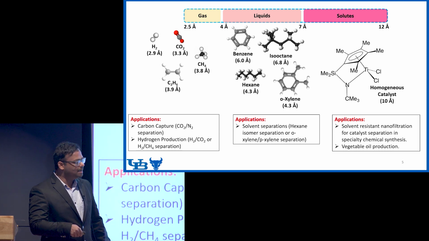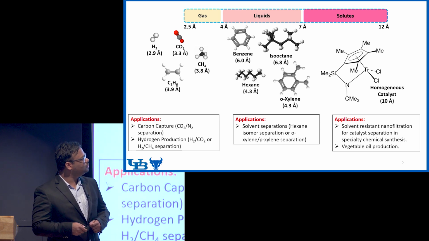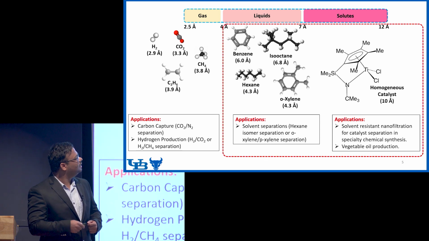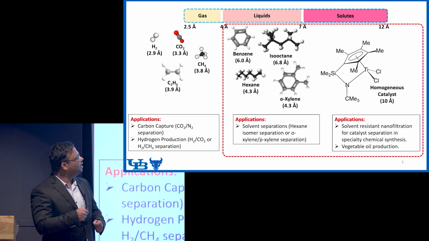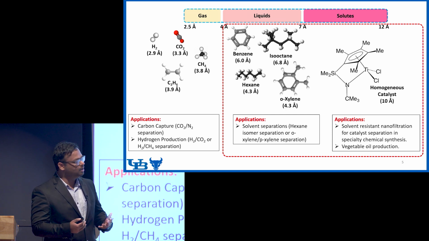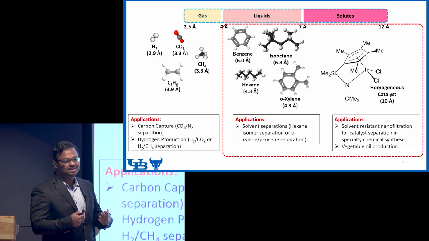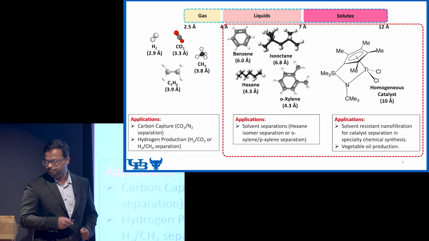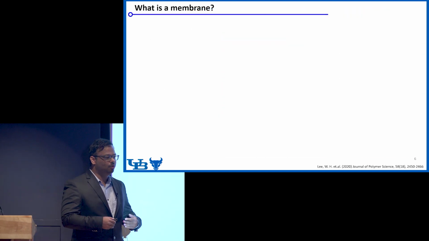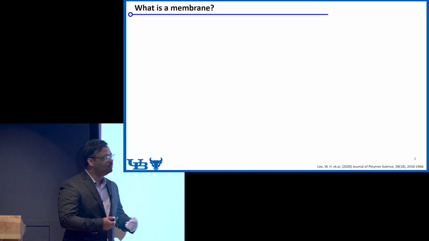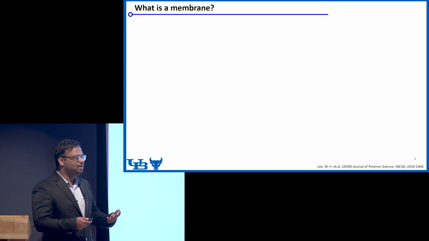Also, they find application in the food industry, like vegetable oil production. So for today's work, I'm going to focus on two distinct regions. One is from 4 angstrom to 7 angstrom molecule separation, and the next is from 7 to 12 angstrom molecule separation. And before going into my separation and the membranes we make, a brief background about what membranes are.